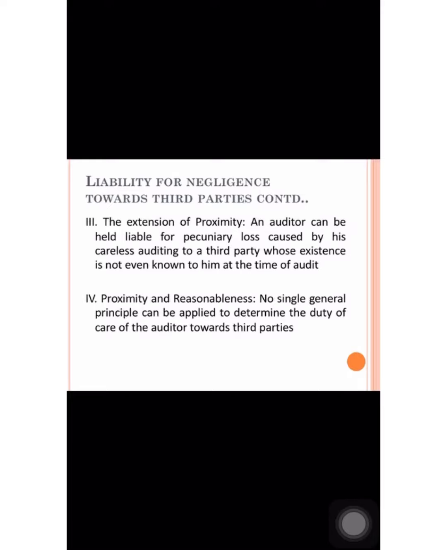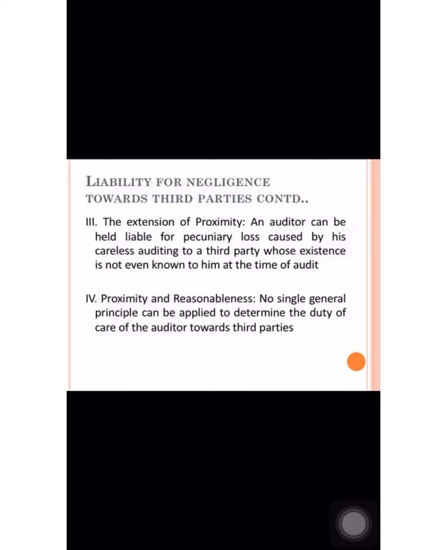Next phase is extension of proximity. In this phase, the scope of the auditor's duty towards third parties was again widened. So an auditor can be held liable for a loss which is caused by his careless auditing of the company's accounts to a third party, even in a case in which he did not even know of the existence of the third party at the time of auditing the books of accounts.